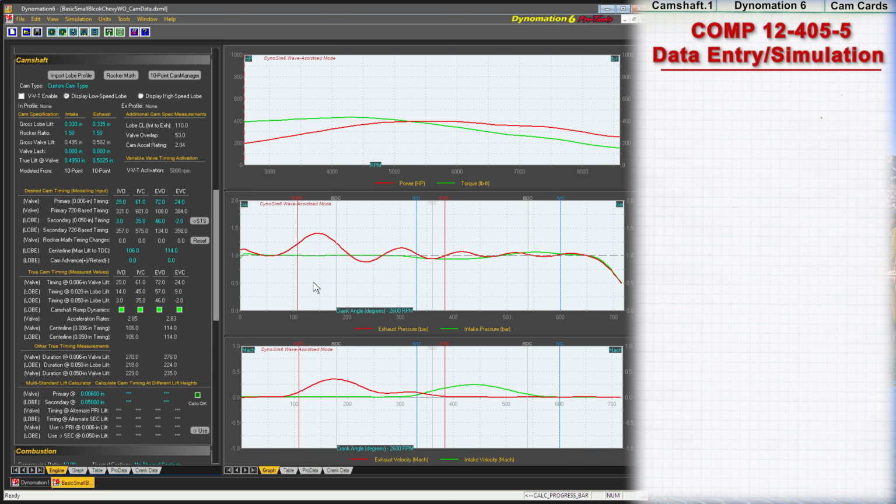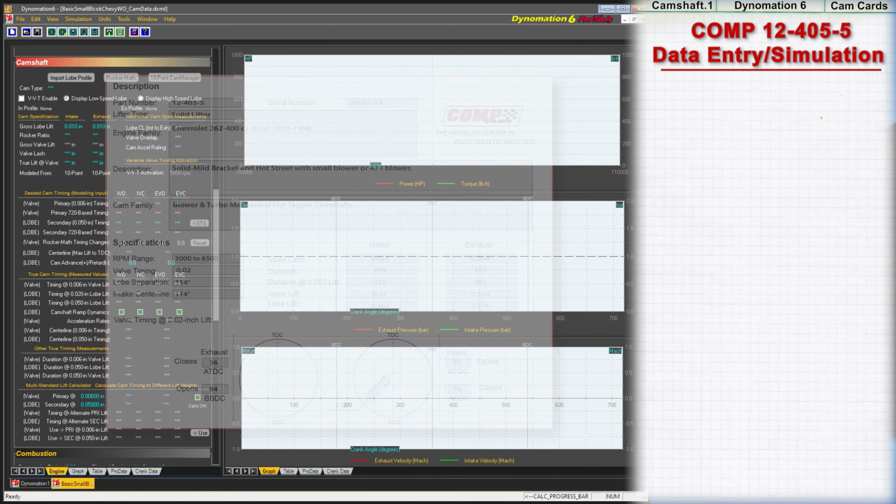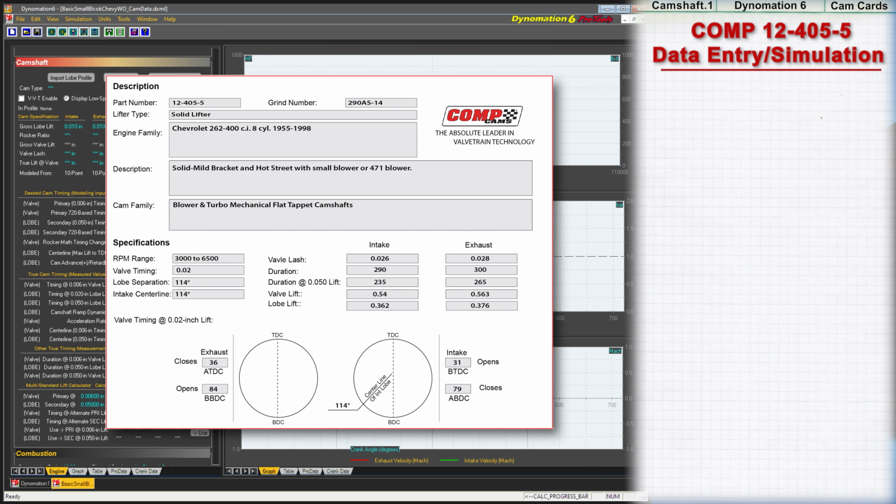Now let's use the information we've learned so far to analyze an additional cam card. This one presents its own challenges. This is a CAMSHAFTS.1 4055, a solid lifter design for the small block Chevy, typically used in street supercharged applications. It's a performance profile with a 3,000 to 6,500 RPM recommended power range.